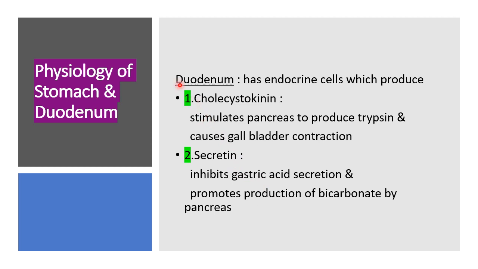The duodenum, on the other hand, has endocrine cells which produce cholecystokinin, which, as I told you, stimulates the pancreas to produce trypsin and causes gallbladder contraction. This is released after food is taken. When food is ingested, it stimulates the release of this hormone. The next hormone it produces is an inhibitory hormone known as secretin. It inhibits the gastric acid secretion and promotes the production of bicarbonate by the pancreas. So that means secretin neutralizes the acid that comes into the duodenum from the stomach.